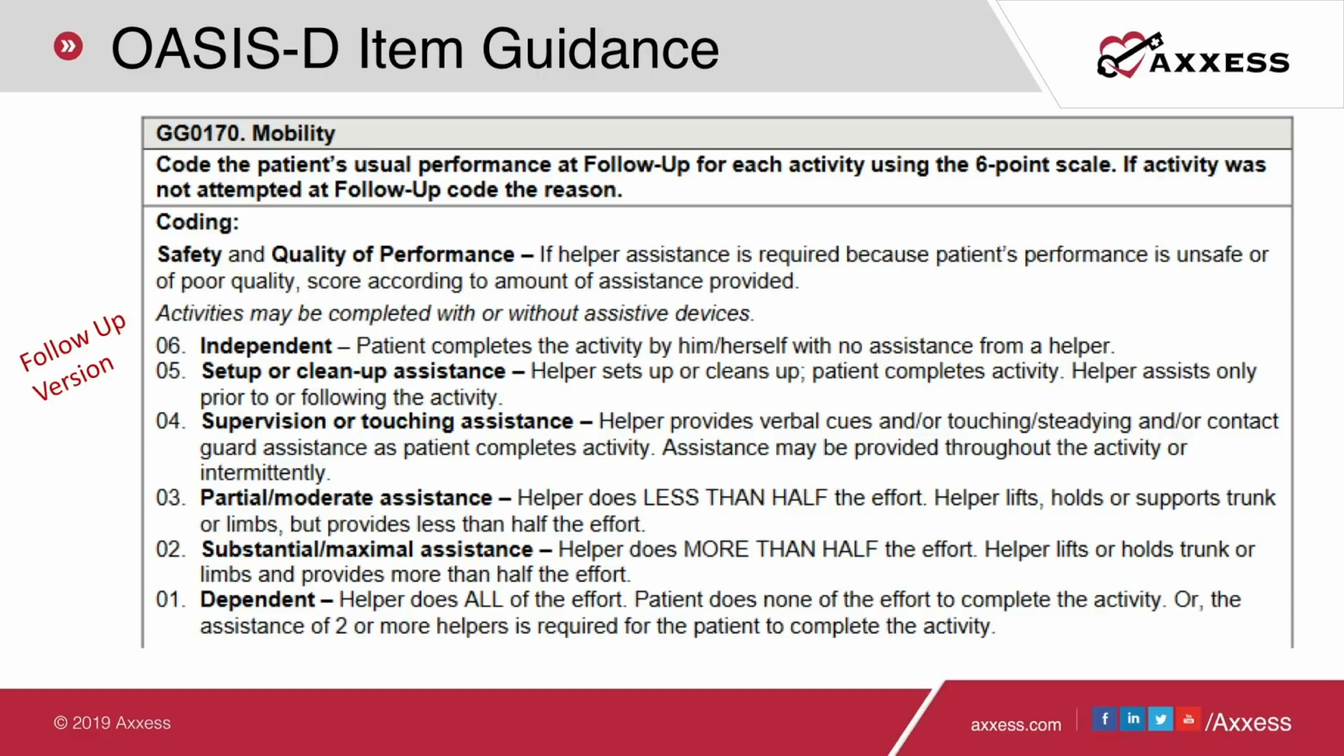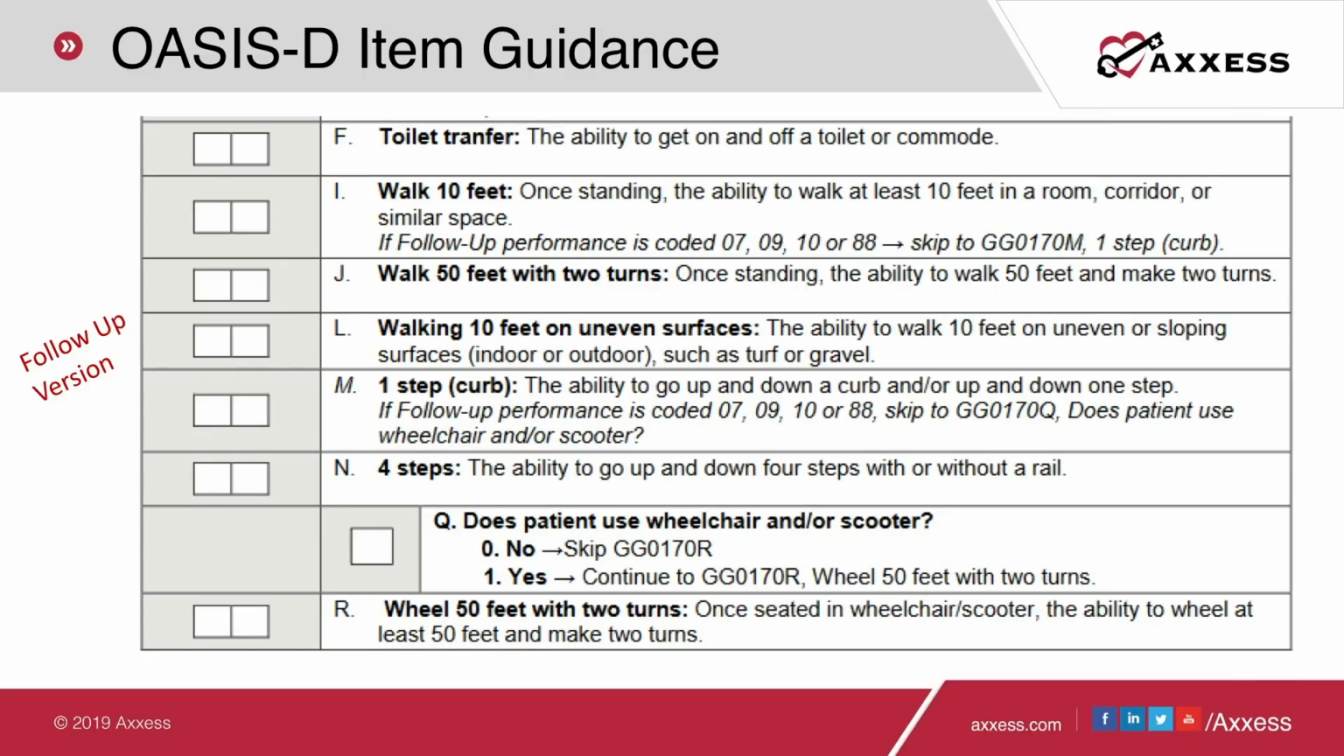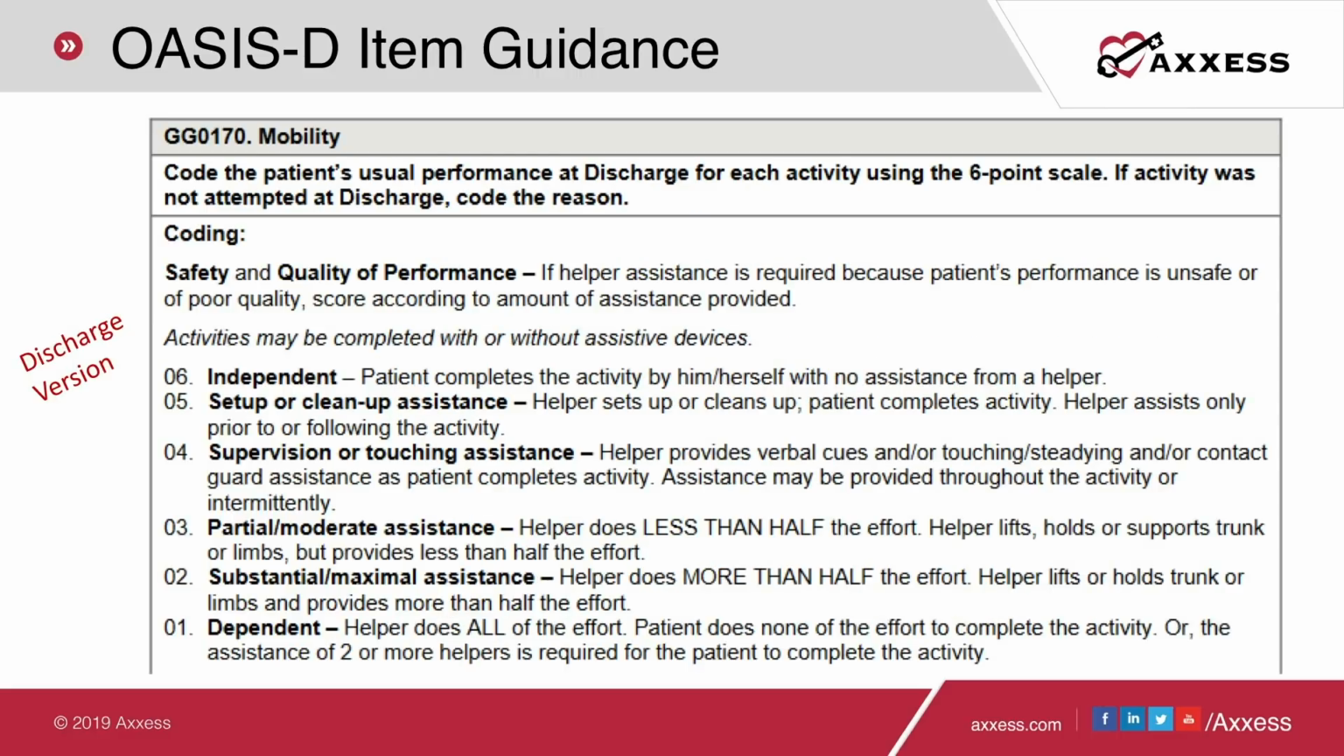At follow-up, you still have the 6-point scale. You still have your activity not attempted codes, but for your performance at follow-up, you're only looking at rolling left and right, sitting to lying, lying to sitting on side of bed, sit to stand, chair/bed transfer, toilet transfer, walking 10 feet, walking 50 feet, walking 10 feet on uneven surfaces, 1 step, 4 steps, and wheeling 50 feet with 2 turns. However, at discharge, you're looking at all the activities again.